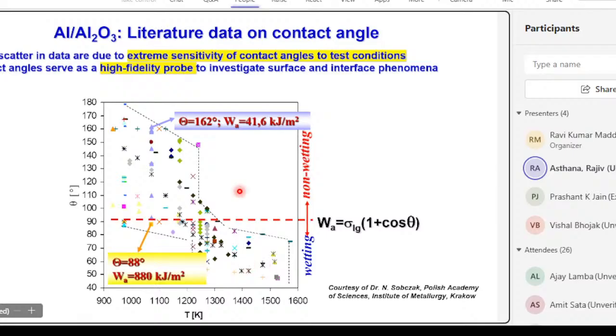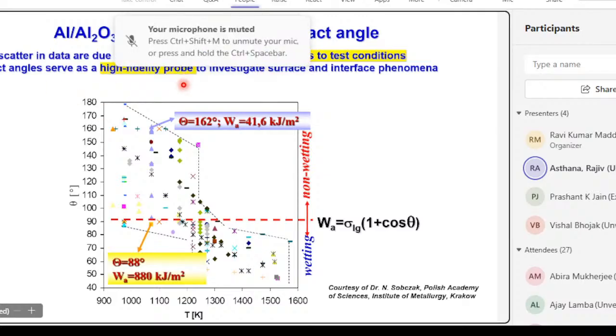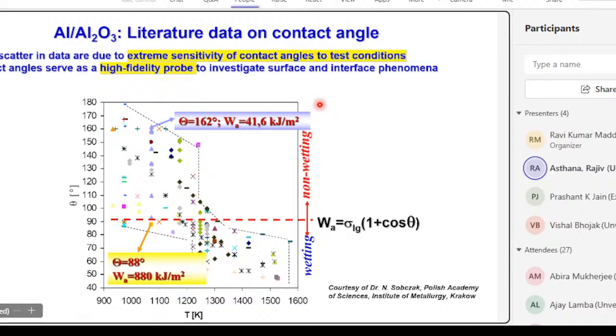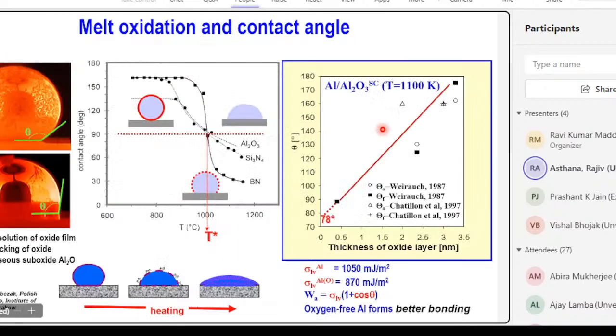So this kind of behavior is both good and bad. It is bad from a practical point of view because you don't know whether the liquid is going to spread or not. Contact angle is unknown because of scatter. But the good thing is that because contact angle is extremely sensitive to surface preparation and surface conditions, measuring contact angle can be a high fidelity probe to study the surface and interface phenomena. And that is what we attempted to do.